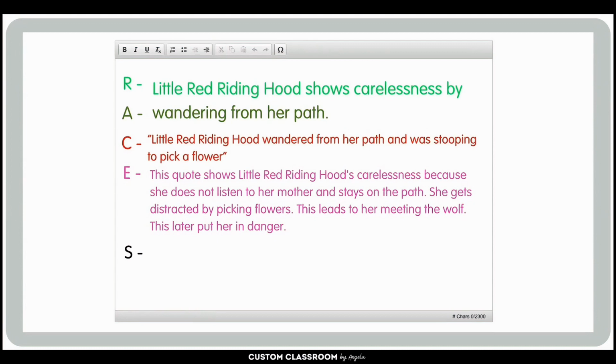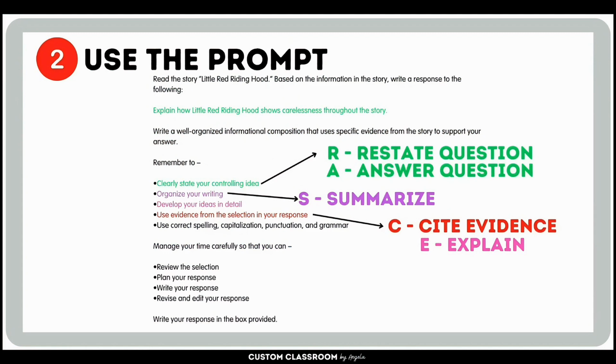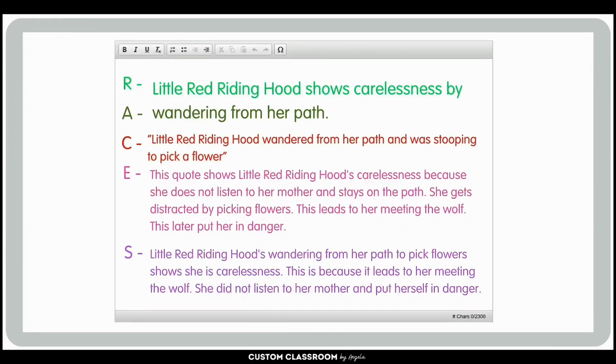So here you can see that there is this piece of text evidence, but without further explanation and connecting back to her mother telling her to stay on the path and then her meeting the wolf, which leads to danger, that quote is not enough to thoroughly answer the question. Next, it takes us to the summary, which is essential here. And this is a part of the organizational piece.